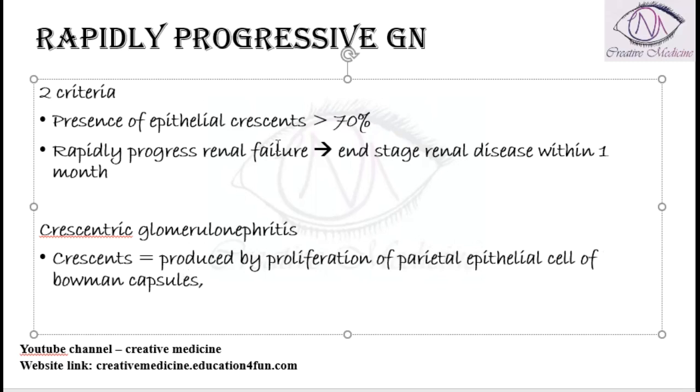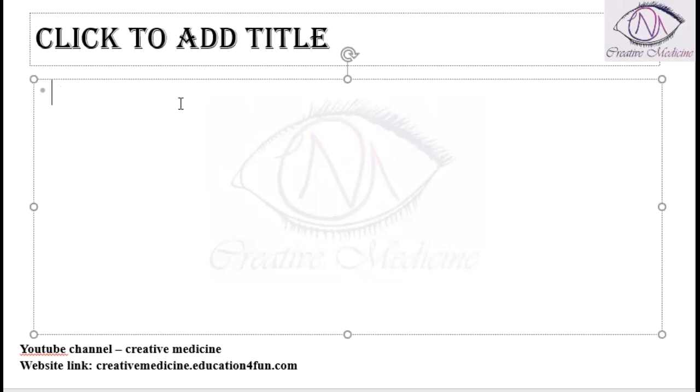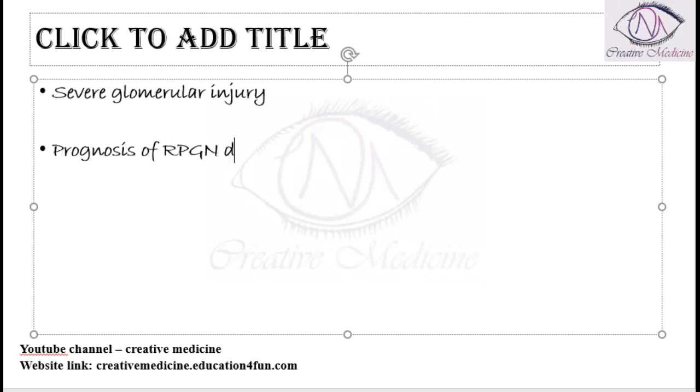In the crescents, parietal epithelial cells are present, and these crescents are also infiltrated with monocytes or macrophages. So this is crescentic glomerulonephritis. Rapidly progressive glomerulonephritis is associated with a severe glomerular injury. And one more important thing about crescents is that the prognosis of rapidly progressive glomerulonephritis will actually depend upon the number of crescents.